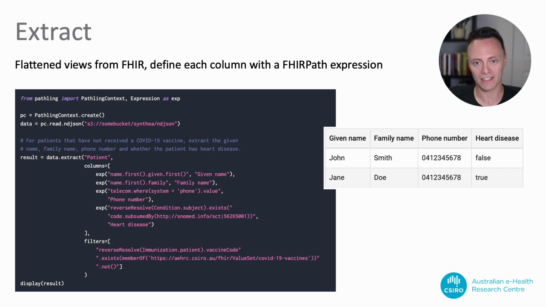Nested data is automatically unnested into multiple rows within the table. There is a subject resource that serves as the origin for each of the expressions. Joins to other associated resources are made using the resolve and reverse resolve functions. In this example, we are creating a simple table of patient details, along with a column that indicates whether they have a recorded diagnosis that is a type of heart disease. The result is filtered to only those patients that have not received a COVID-19 vaccine.